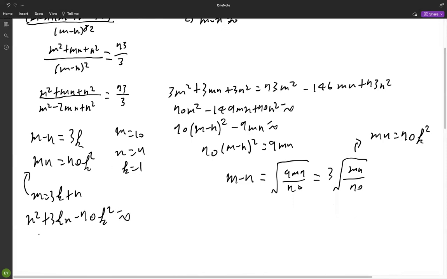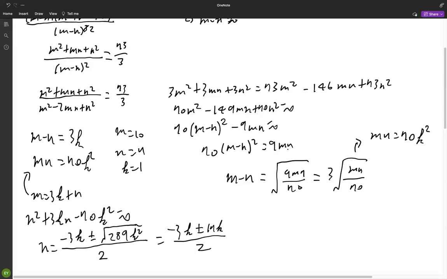Using our quadratic formula, we know that n is equal to negative 3k plus or minus the square root of 9k squared plus 4ac, which is 189k squared, over 2a. Yes. And 17 squared is 289. So we know that this should be negative 3k plus or minus 17k.